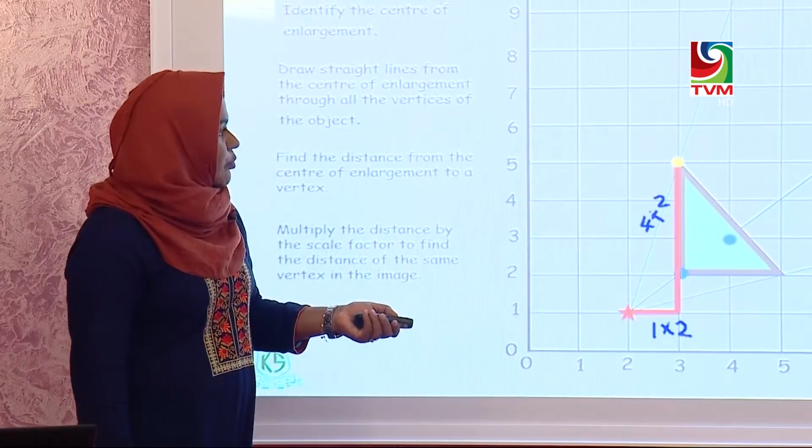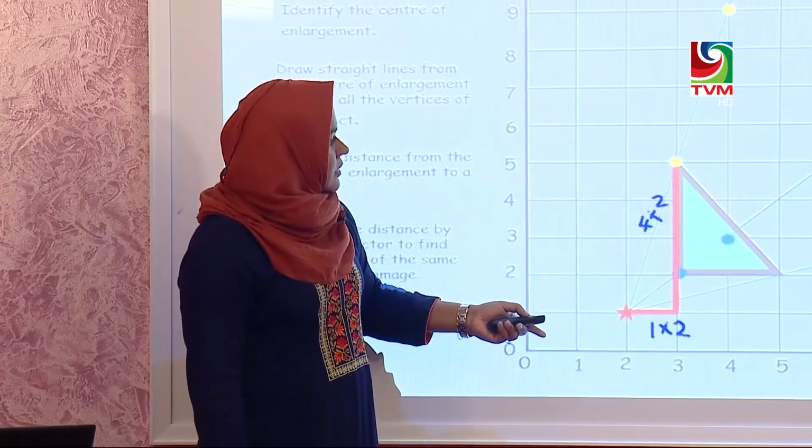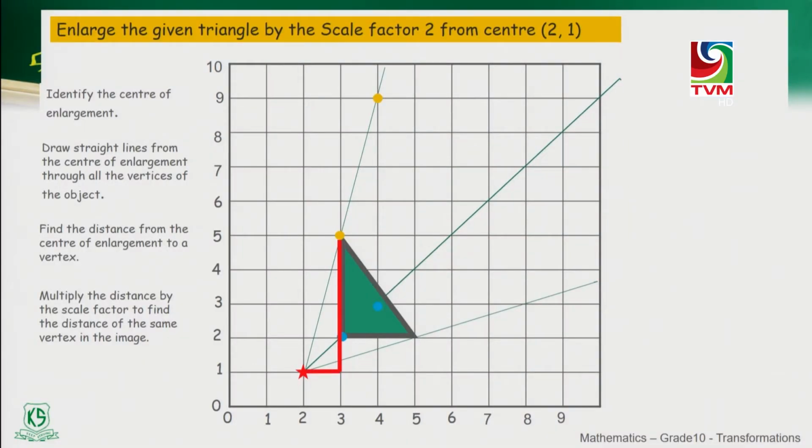Now draw the same point on the enlargement, across 2 and vertically 8 squares. So this is the same point on the enlargement.